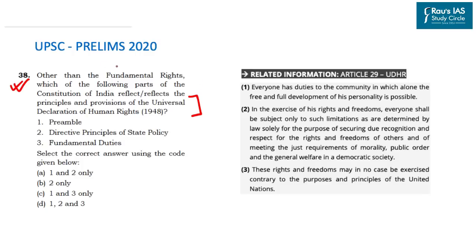It says, other than the fundamental rights, which of the following parts of the Constitution of India reflect the principles and provisions of the Universal Declaration of Human Rights? So it's saying that other than fundamental rights, which of the following can be said to be reflective of UDHR? Now options are 1. Preamble, 2nd. Directive principles of state policy, and 3rd. Fundamental duties. Now while attempting this question, you might feel confused about which part of the Universal Declaration of Human Rights is prescribed in the preamble, DPSP, or even fundamental duties.